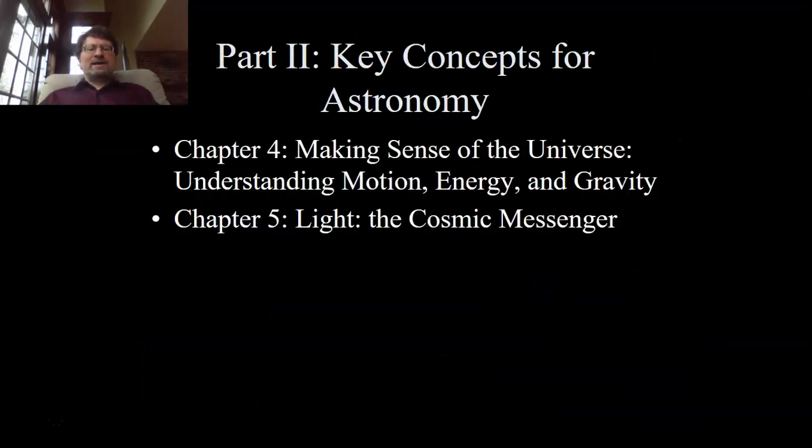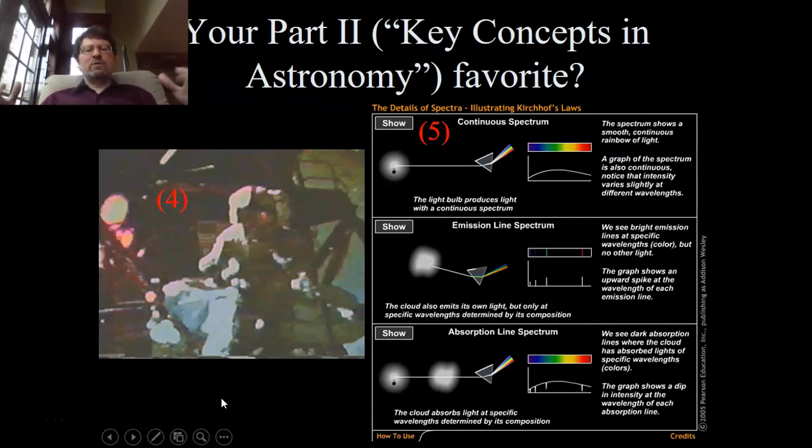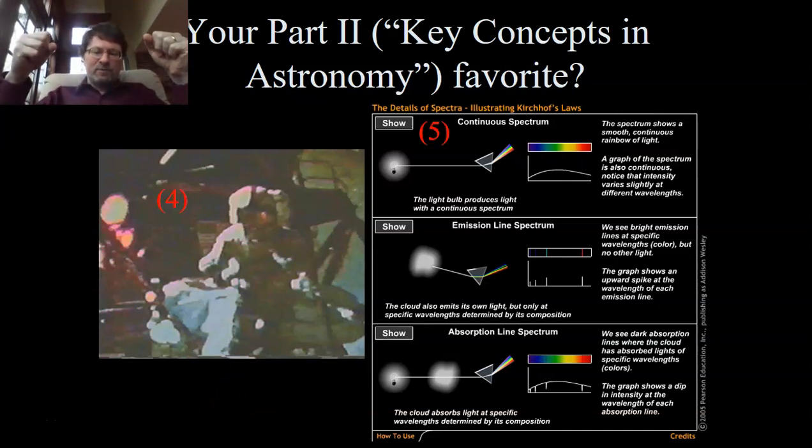All right, well, in the second part of the course, we learned some key concepts. We need to understand some physics: how things move, why they move, how light interacts with matter, how it is emitted, and so on. And so in those two chapters, my favorite slide from chapter 4 was when we talked about the astronauts landing on the moon and performing the experiment where they dropped a feather and a hammer.